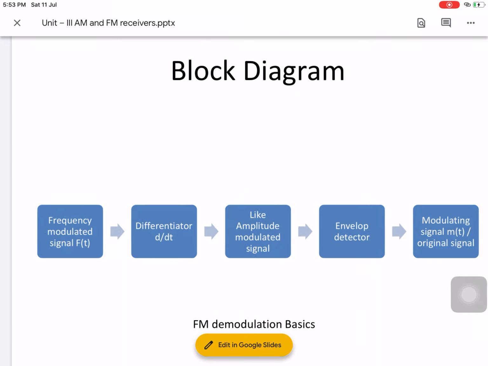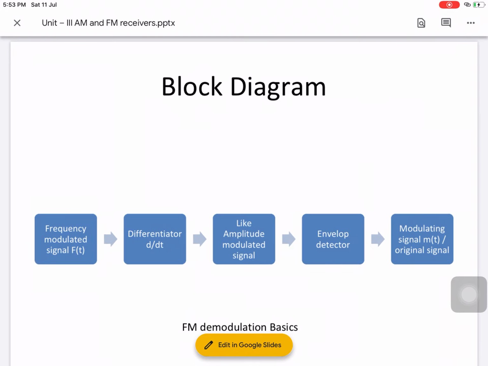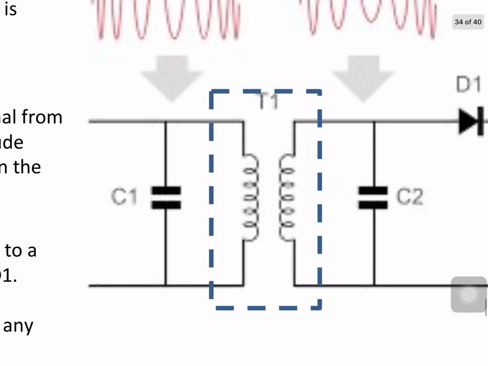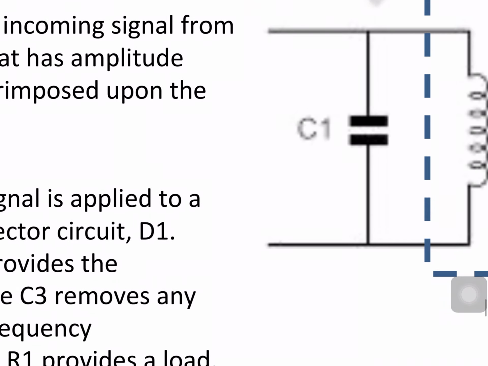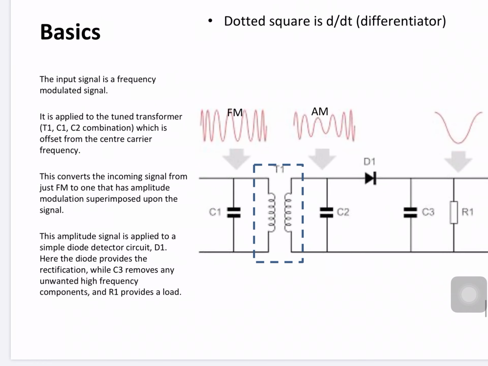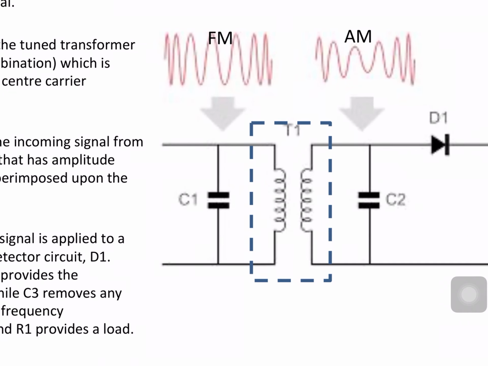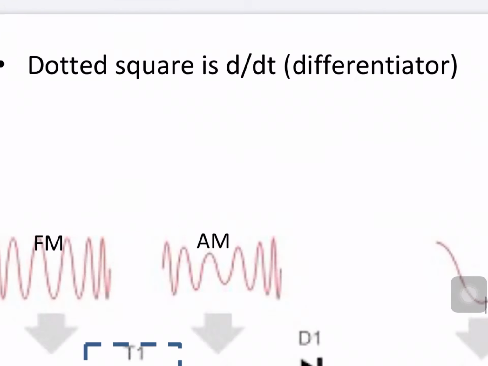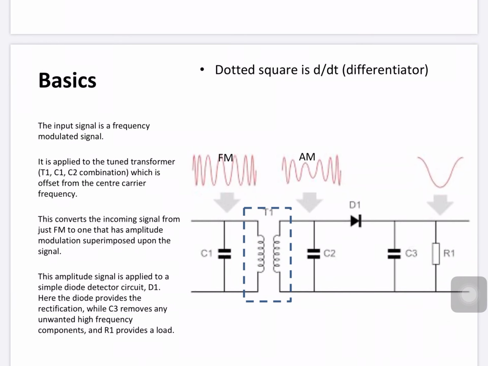First of all, when the frequency modulated signal is received, it is first given to the differentiator. The differentiator circuit is shown here in this dotted line. The capacitor should also be included in this dotted line. I made a mistake in making the diagram. Actually, this capacitor and inductor, and this capacitor and transformer, combined make a differentiator. So first of all, when the FM signal is received, it is fed to a differentiator.